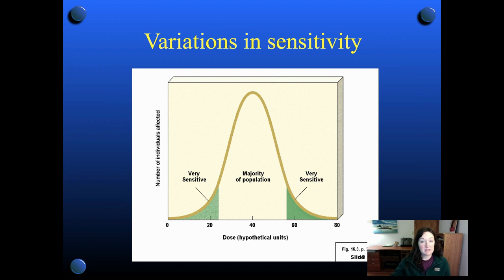There are variations in sensitivity naturally to most hazards. So this is showing the dose along the x-axis here. As you increase the dosage, you may have people that are sensitive in the outer ranges, but most of the population is not very sensitive to certain chemicals. So a lot of times the data that you observe or that you get as a consumer is based on the majority of the population, but there is always outliers, people that are very sensitive to certain doses.